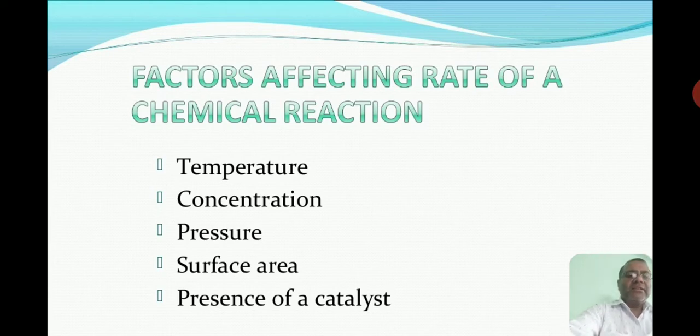In the last class, we discussed collision theory, the Arrhenius equation, that is the temperature dependent rate equation, and reaction mechanism. Today, we shall discuss factors which affect the rate of a chemical reaction. These factors are: number 1, temperature; 2, concentration; 3, pressure; 4, surface area; and 5th, the presence of a catalyst.